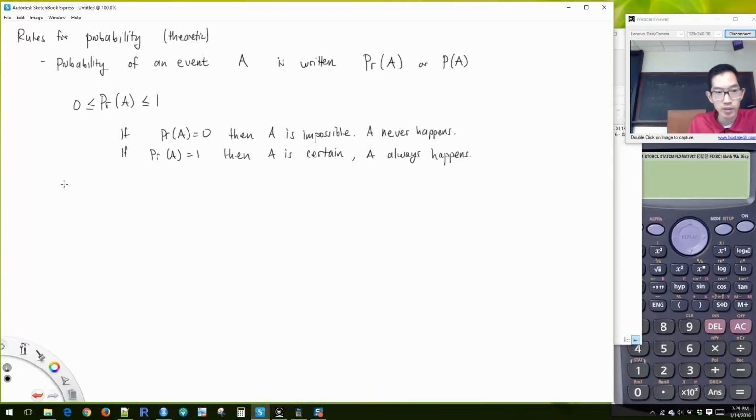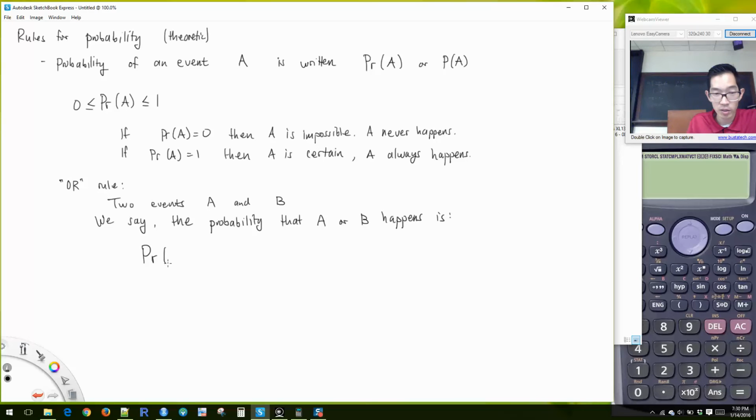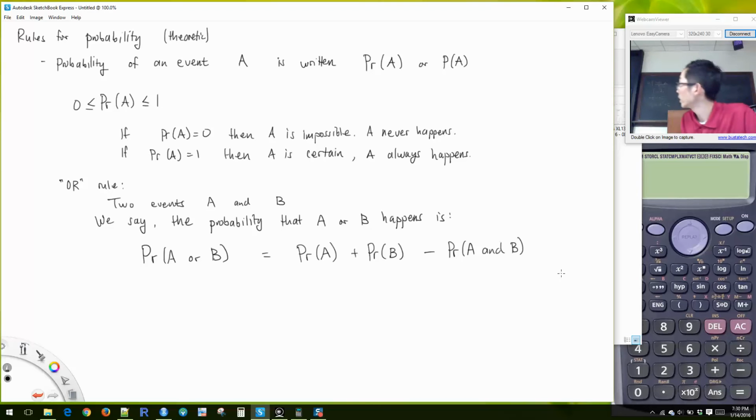Okay, we have what we consider the OR rule, which is if we have two events, A and B, we say the probability that A or B happens is the probability of A or B. The formula to calculate the probability of A or B is the probability of A plus the probability of B minus the probability of A and B.